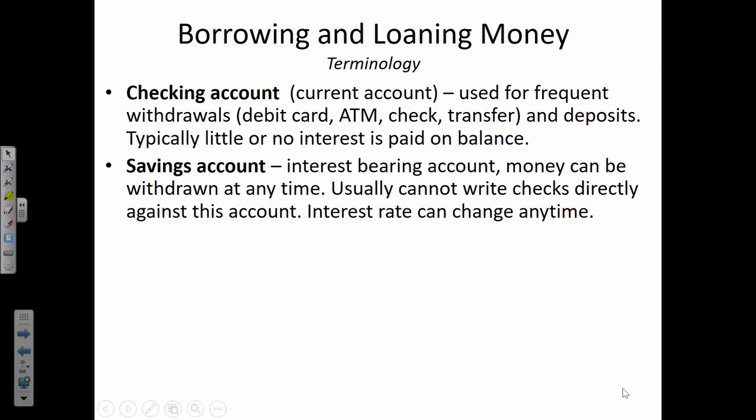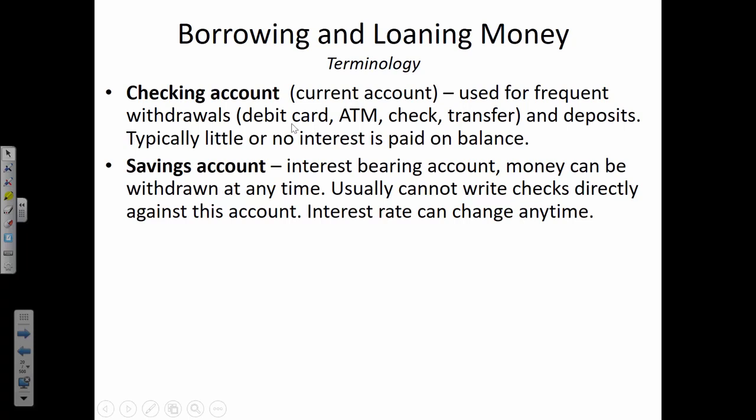Okay, so let's talk about different account types. A checking account is sometimes also called a current account, and those are used for frequent withdrawals. I was at the grocery store last week and I saw someone write a check, and that took me back. You don't see checks as much as you used to, but now people usually access their checking account with debit cards rather than checks.